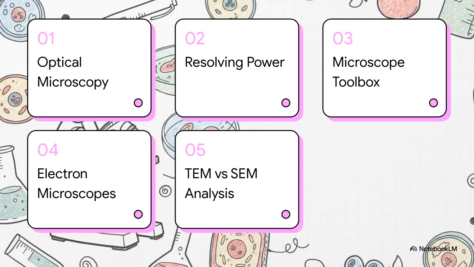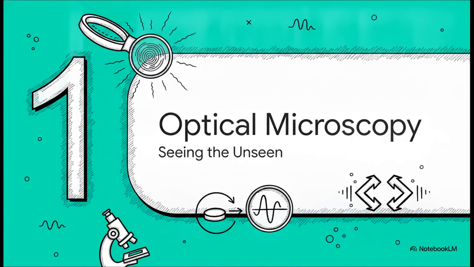Here's our clinical lens progression for today. First, the basics of optical microscopy. Second, mastering resolving power. Third, the optical microscope toolbox. Fourth, electron microscopes beyond light. And finally, TEM versus SEM analysis. Let's get to it. Section 1.